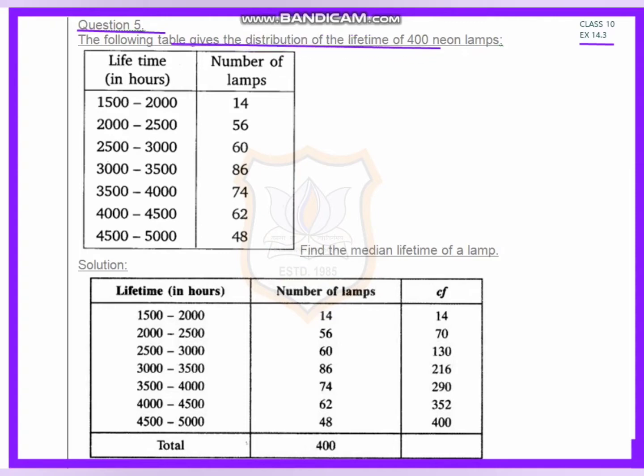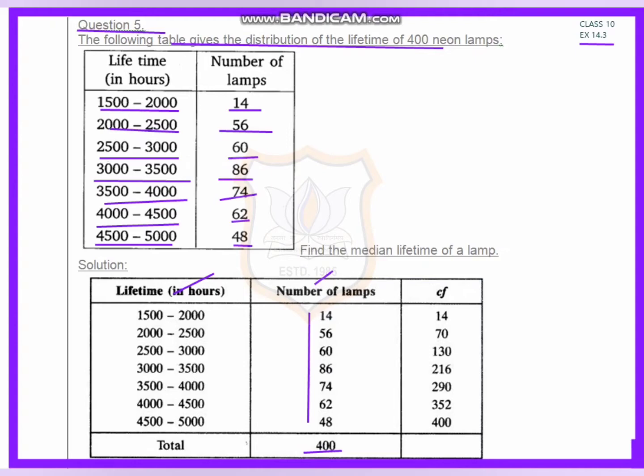The lifetime of 400 neon lamps, lifetime in hours: 1500 to 2000, number of lamps is 14; 2000 to 2500, 56; 2500 to 3000, 60; 3000 to 3500, 86; 3500 to 4000, 74; 4000 to 4500, 62; and 4500 to 5000, 48. We put the lifetime in hours and the number of lamps as given in the question, and the total number of lamps is 400. We have to make this table.